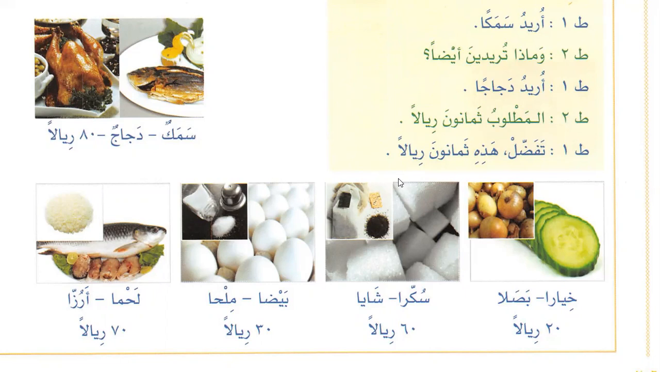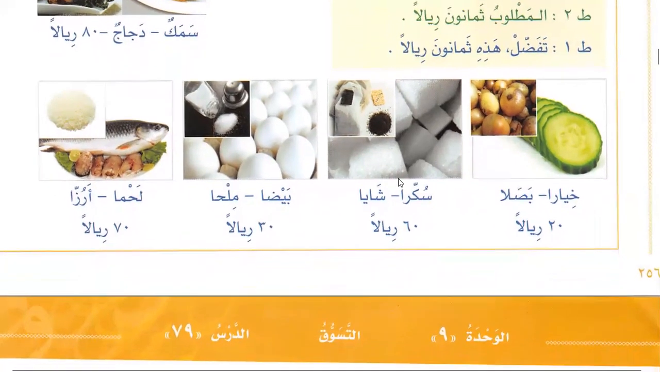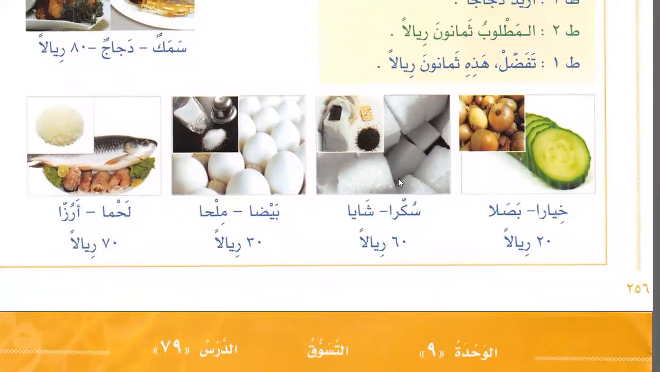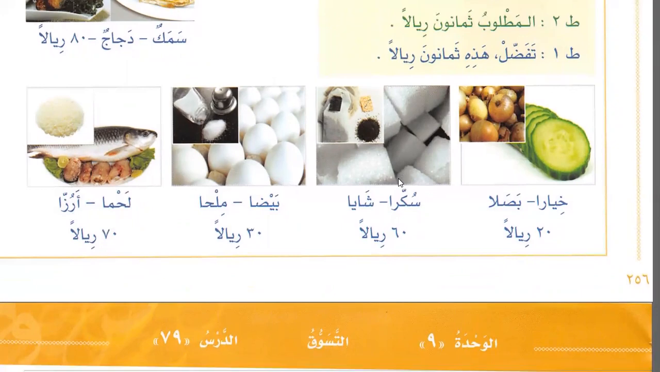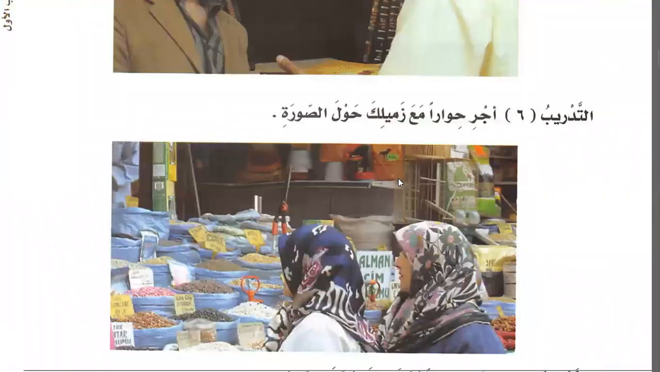أريد لحما. وماذا تريدين أيضا؟ What else do you want? أريد أرزا. I want rice. المطلوب سبعون ريالا. Almatlubu sabuna riyalan. 70 riyals are required. Tafaddal hadhihi sabuna riyalan. Please take the 70 riyals.